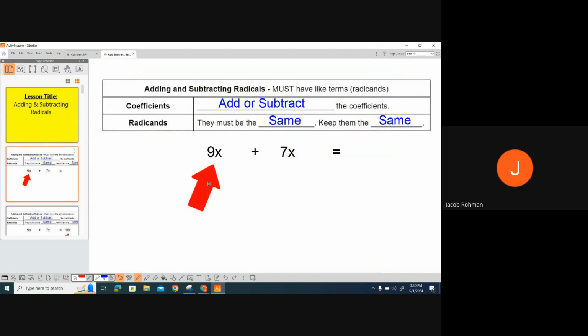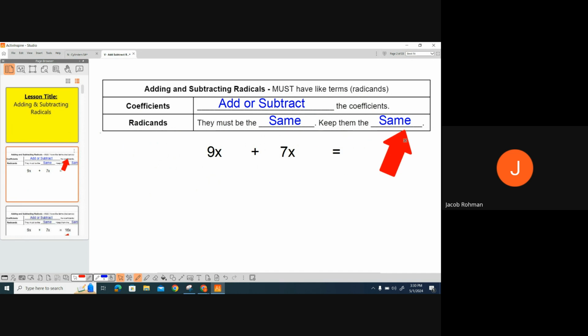Today we're going to be talking about adding and subtracting radicals. So to start with, you have a little box at your notes. We're going to add or subtract the coefficients of like radicals, or like radicands, I'm sorry. So they must have like terms of radicands. The radicands must be the same, and keep them the same.